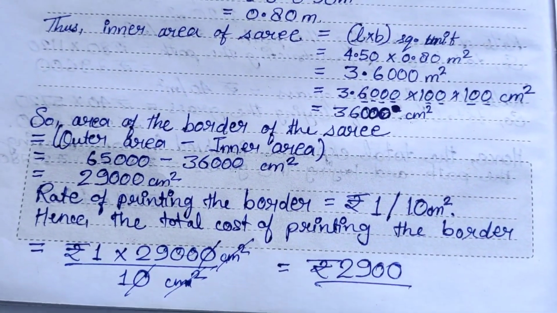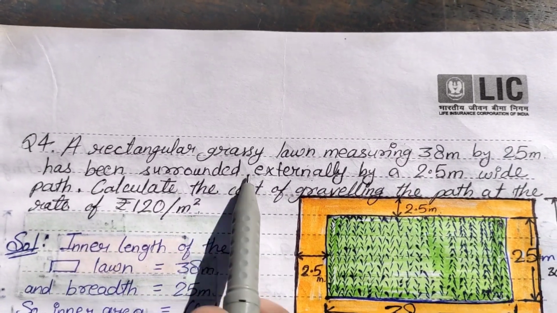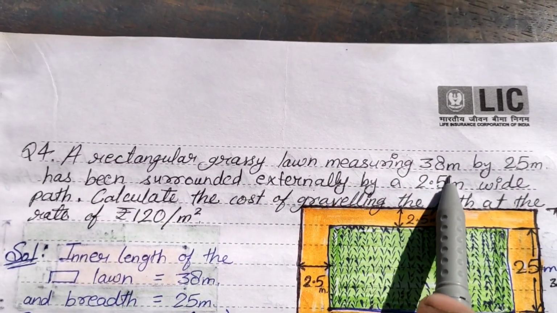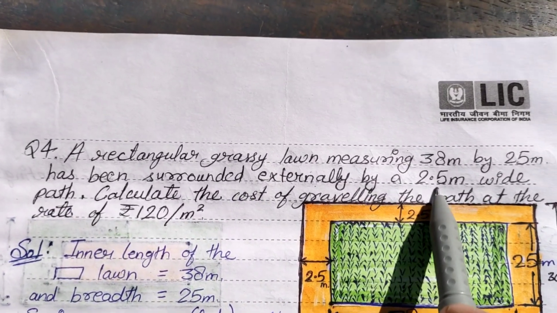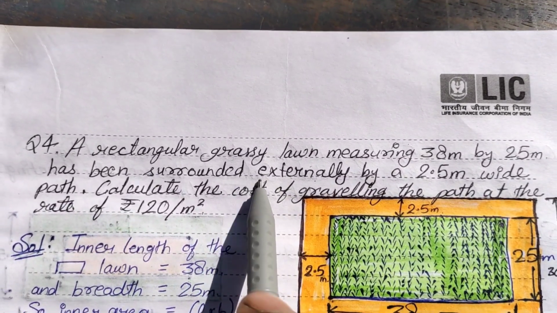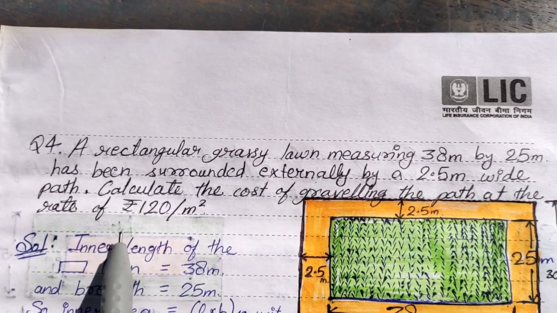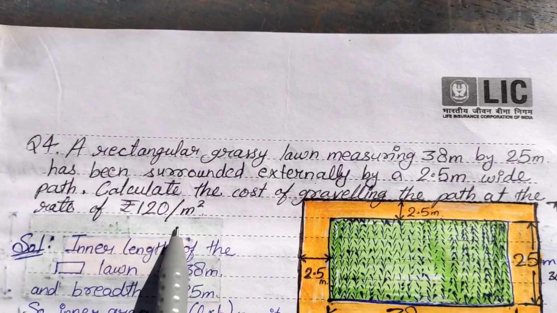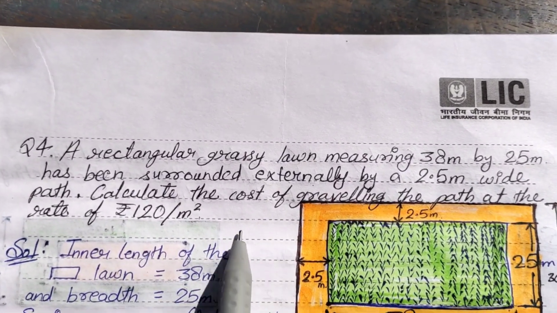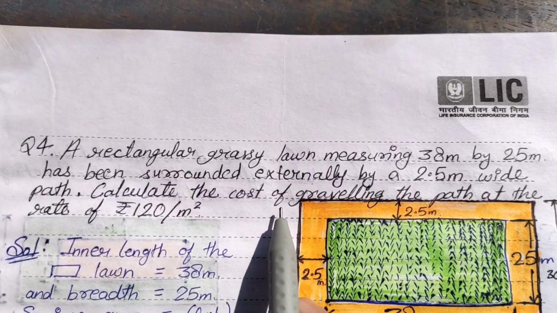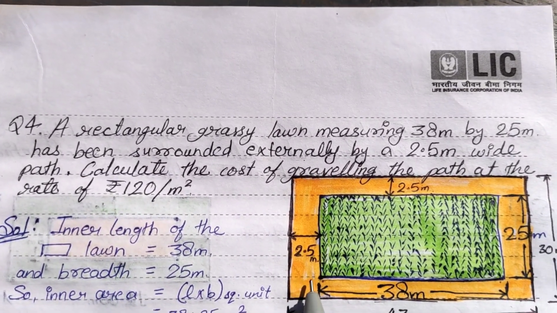Now moving on, next question number 4. A rectangular grassy lawn measuring 38 meter by 25 meter has been surrounded externally by a 2.5 meter wide path. Now see here, externally. Calculate the cost of graveling the path at the rate of rupees 120 per meter square. So we have to find the total cost of graveling the path. For this we have to find the area of this path.